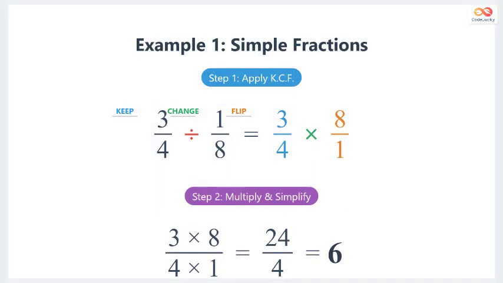Let's try an example. 3/4 divided by 1/8. Step 1, keep 3/4. Step 2, change division to multiplication. Step 3, flip 1/8 to become 8/1. Now, simply multiply across. 3 times 8 is 24. 4 times 1 is 4. 24 divided by 4 equals 6.